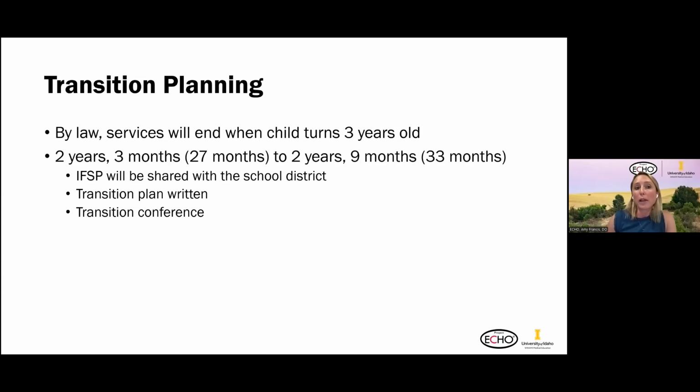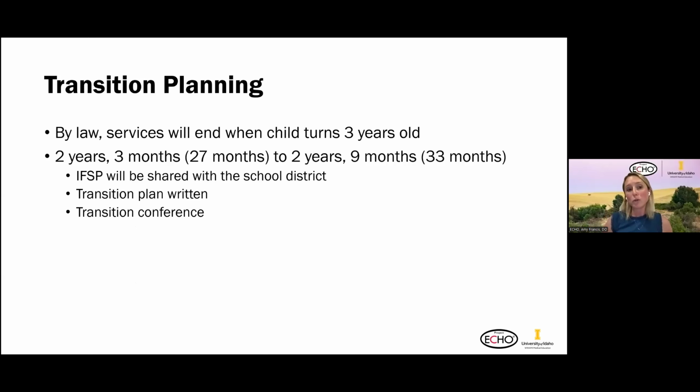So what does that look like? By law, early intervention services will end when a child turns 3. I usually tell families this is a hard stop. You don't get any windows, an extra week or 2 or anything like that. It is on your child's birthday. So we really need to be prepared for that transition.